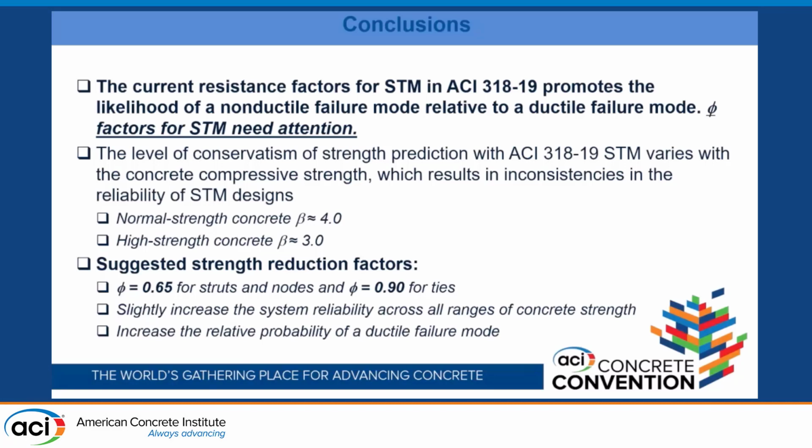We found that for normal concrete strength, the reliability is about 4, which is great, but for high strength concrete, the reliability is lower than one would expect of applying the code. Therefore, our suggestion is that we should use 0.65 for struts and nodes and 0.9 for ties, which will slightly increase the system reliability across all ranges of concrete strength, and will also increase the relative probability or likelihood of observing a ductile failure mode.